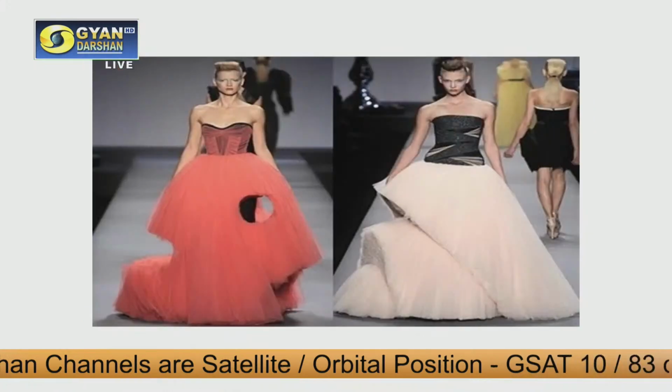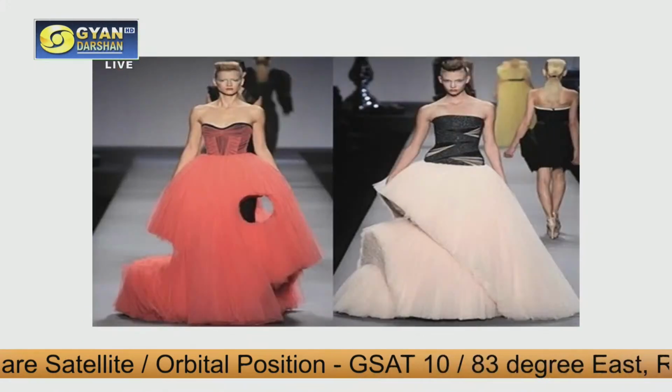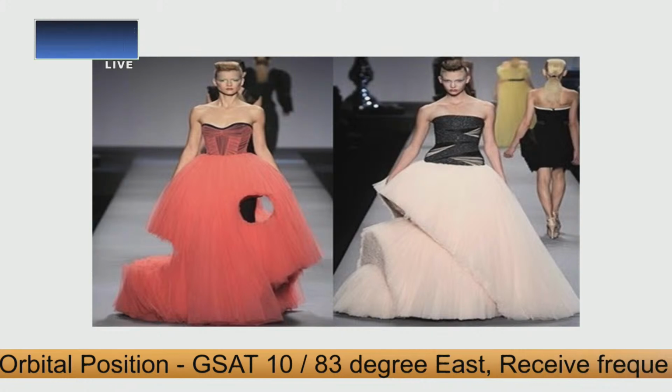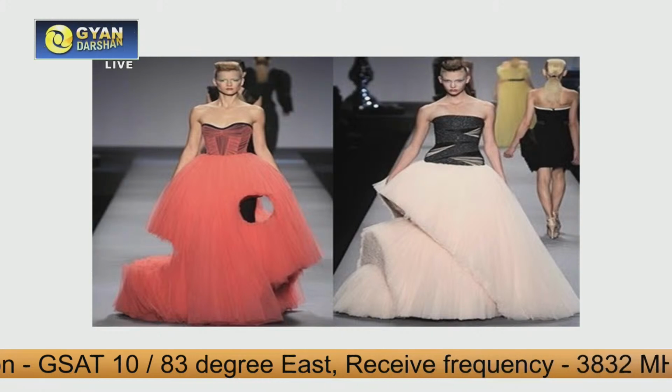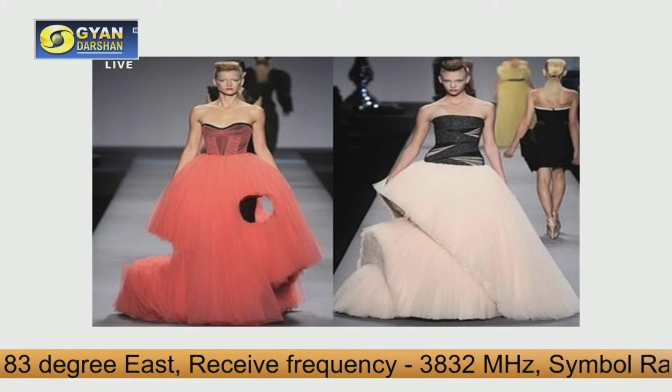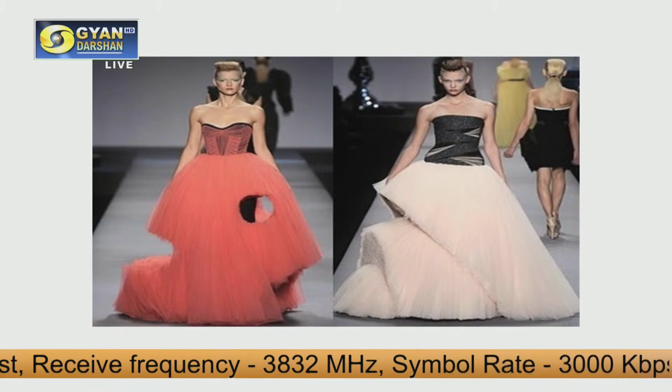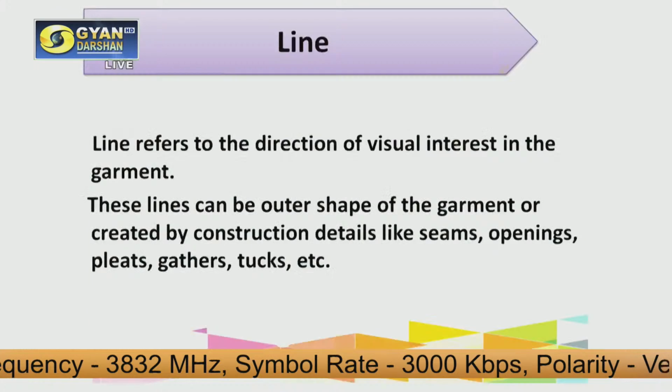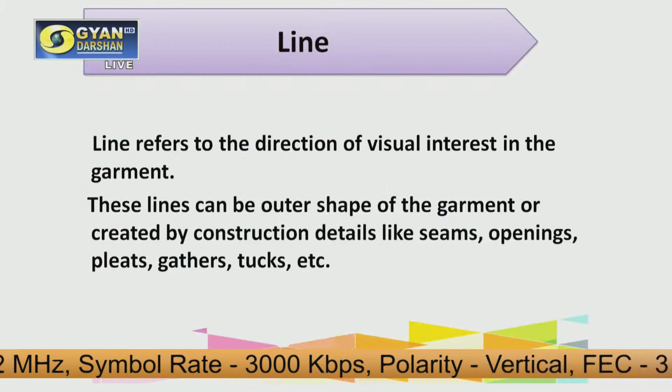Some of the other figures also, if you see these figures, there's a hollow inside, so that is called the negative space because it's completely hollow, and the whole garment is the orange color garment or the off-white color garment, beige color, it is the positive space. Now the other element is line.